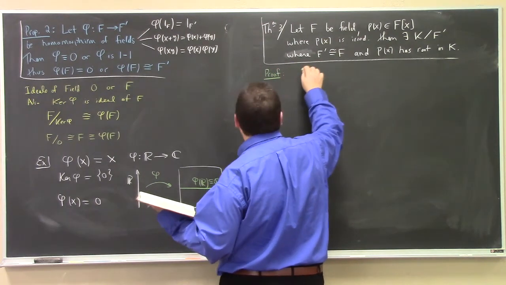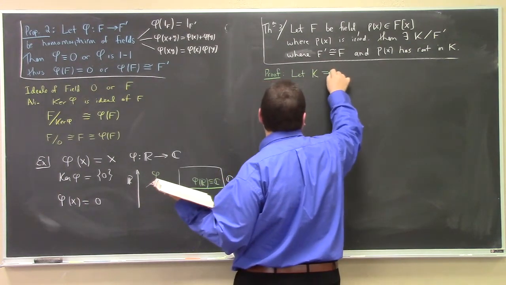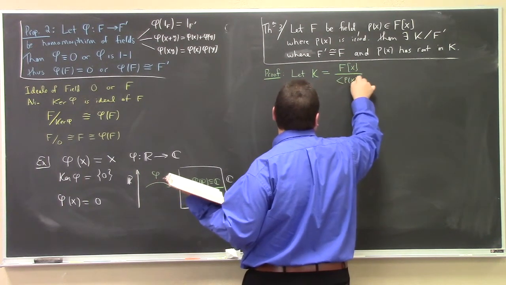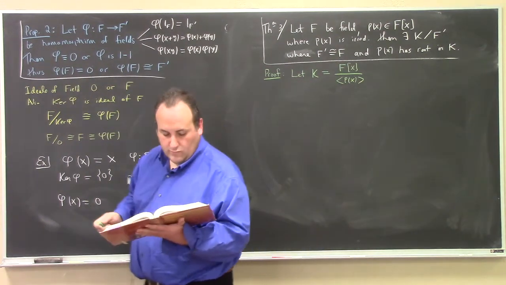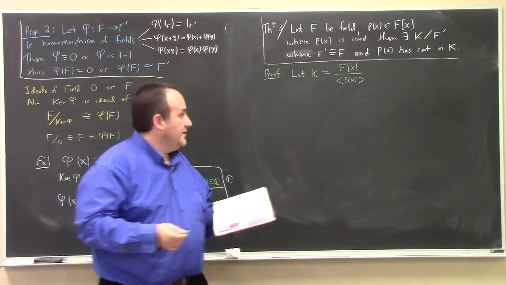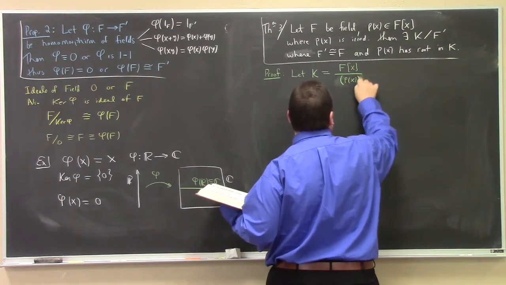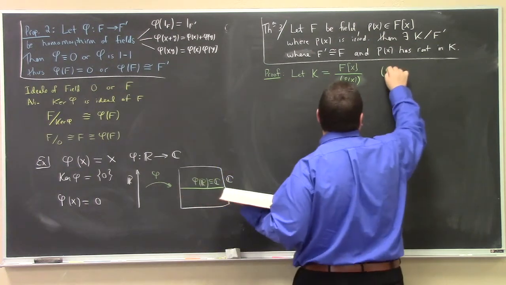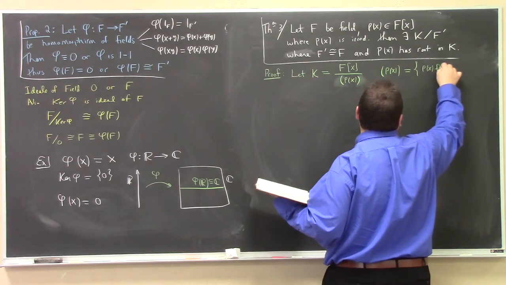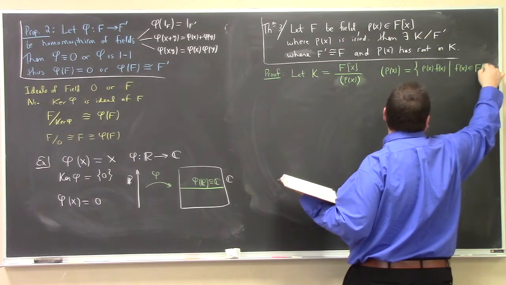So proof. We let K be the polynomials over F mod the ideal generated by P of x. He says, since by assumption P of x is irreducible, we know that, and also he doesn't use this notation. In Dummit and Foote, the ideal generated by P of x is just noted like this. So here, the ideal is by definition P of x times f of x, such that f of x is in F of x. Is that enough f of x's for you?